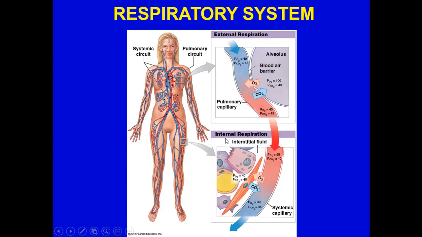Now, if you look at internal respiration, the oxygen level here in the tissue is much lower, 40. The oxygen level in the blood is at 95. The carbon dioxide in the tissue is at 45. The carbon dioxide in the blood is at 40. We have a gas exchange here, going from higher quantity to lower quantity, and higher quantity to lower quantity. So eventually you have the oxygen at 40 and the PCO2 at 45.